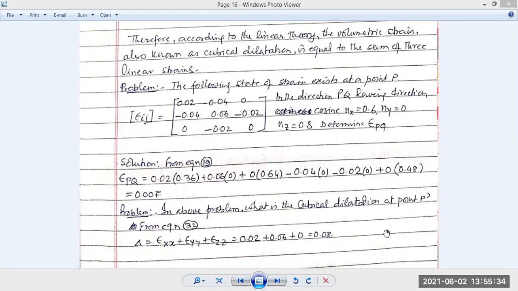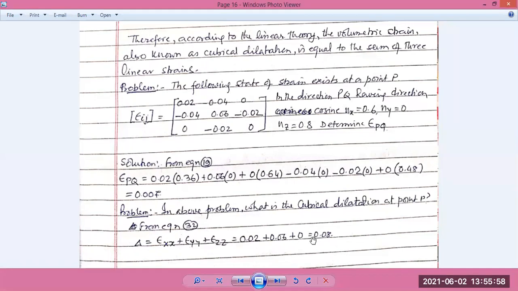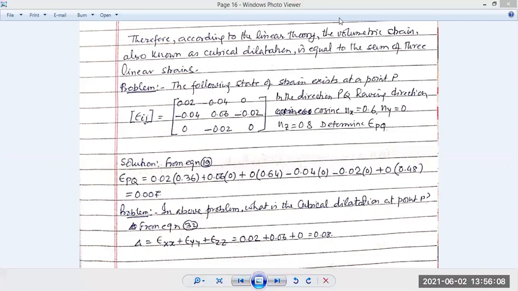Again, next, what is the cubical dilatation at point P? We know the volumetric strain is also defined as cubical dilatation. So this is the volumetric strain we want to know, and this is given as epsilon x plus epsilon y plus epsilon z, where epsilon x is given as 0.02, epsilon y is given as 0.06, and epsilon zz is given as 0. So this is equal to 0.08. Let us keep the next position a bit.